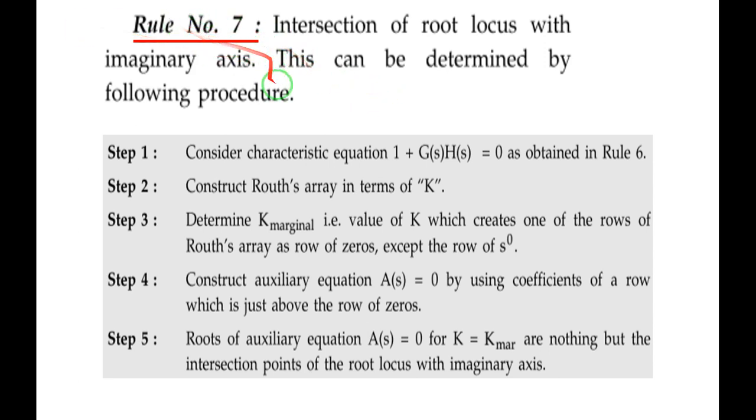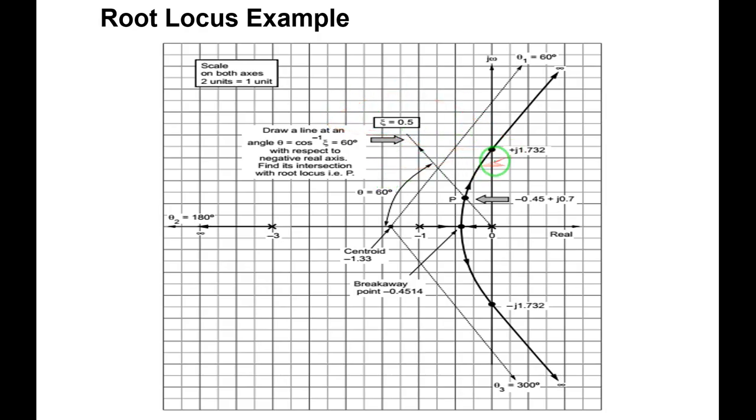Okay, rule number 7. Yes, rule number 7 will tell us the intersection of root locus with imaginary axis, whether the root locus will intersect with imaginary axis or not. That's all it will tell. And how it can be determined, that intersection points. Let me take one example of root locus here. We can see this root locus. See here, root locus will move and it is intersecting here on the imaginary axis, here and here, right?